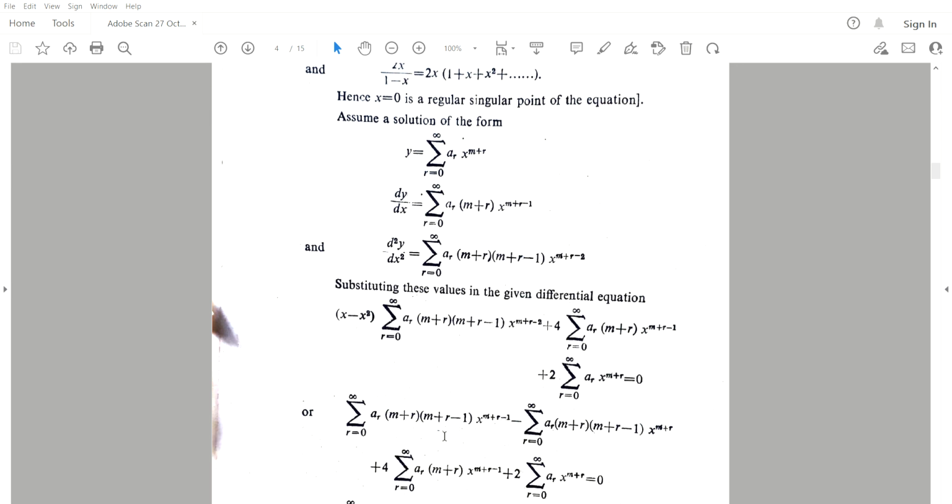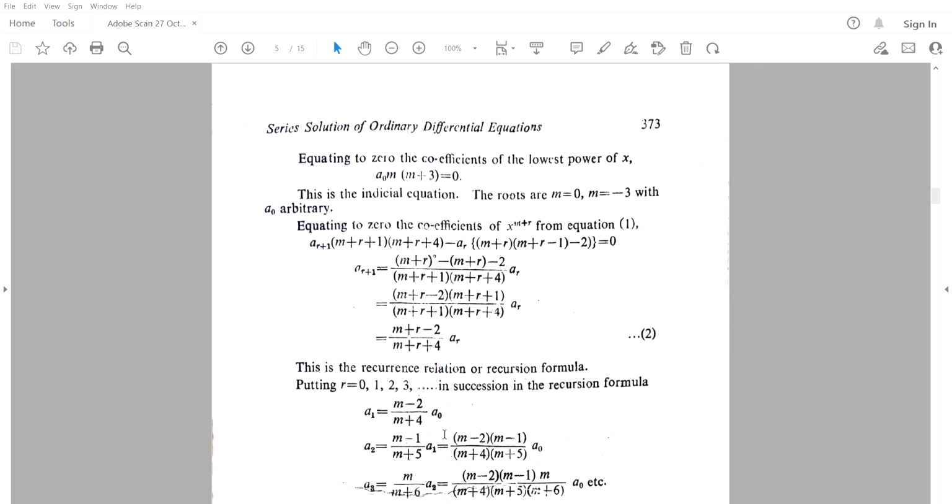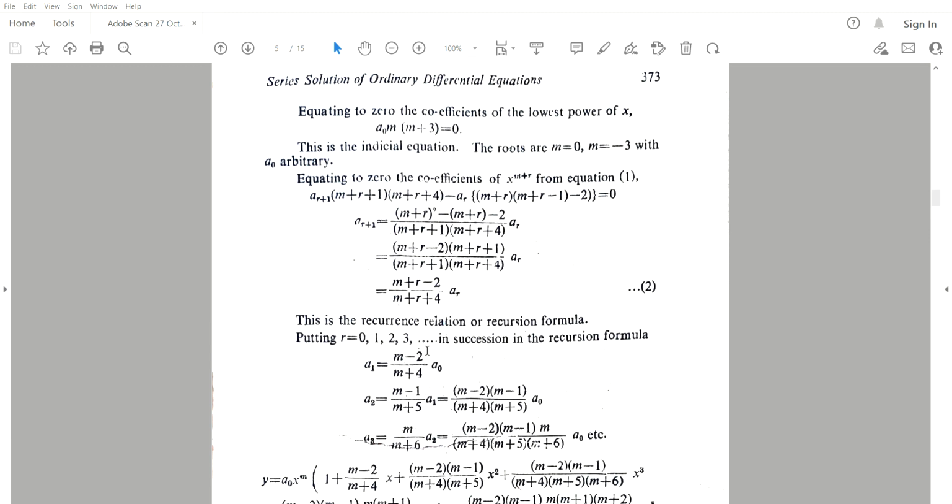Now go to page number 373. What is the second step? Second step is lowest power of x coefficient is equal to 0. So the lowest power will be x to the power, see from the first term, put r is equal to 0, that is the lowest power. Therefore, a0 m into m plus 3 is equal to 0. This is the indicial equation, and solving this, m is equal to 0 and m is equal to minus 3.